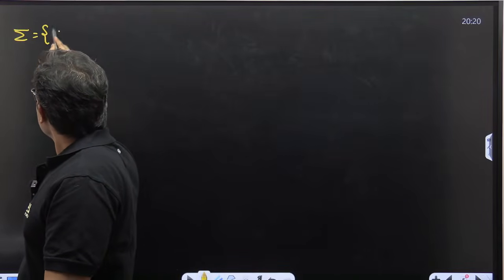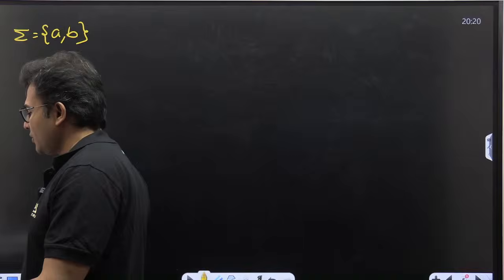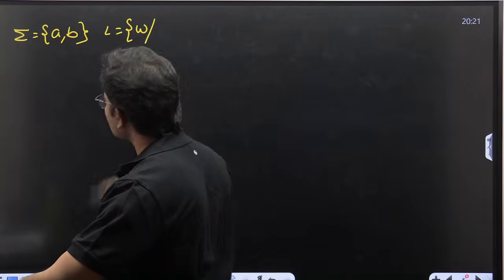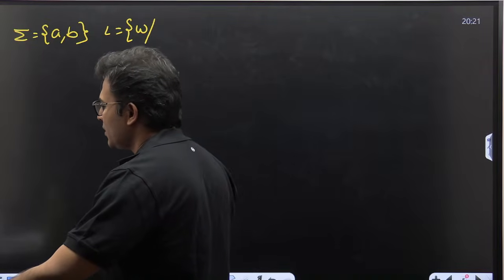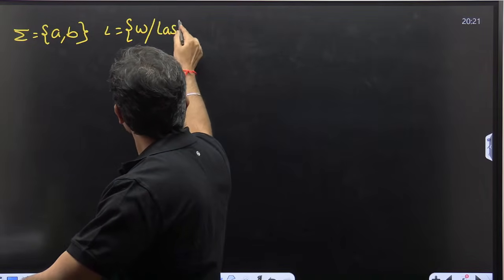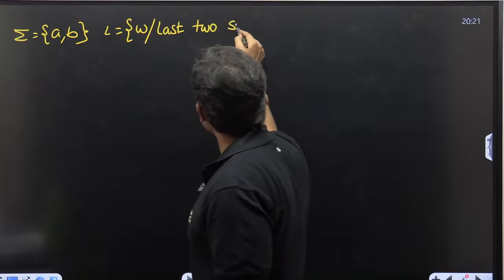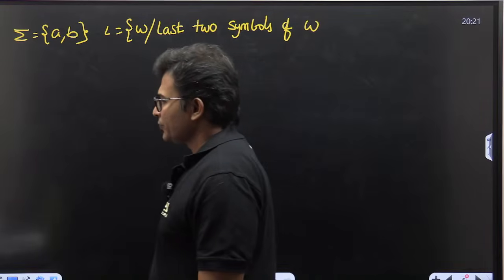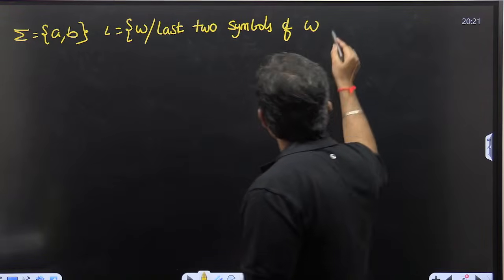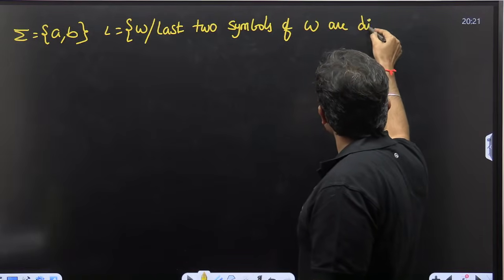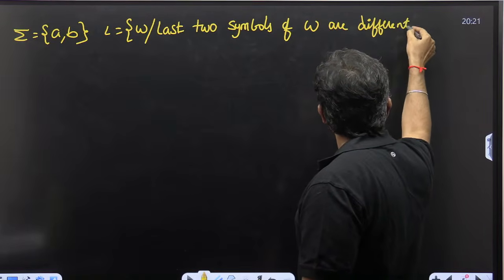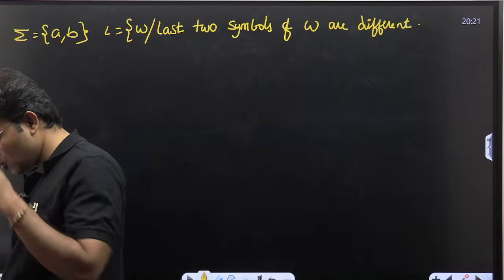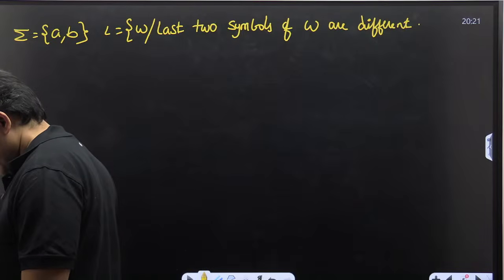Sigma equal to {A, B}. The language is equal to W such that the last two symbols of W are different. Last two symbols of W are different, right?